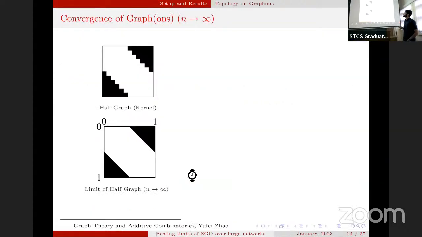Okay, nice. Let's try to understand the topology a bit better. We saw this kernel, a staircase kind of thing, in our previous slide. You can very well imagine that if you take n to infinity, this is how it's going to look. No surprises here. Let me ask a question now.